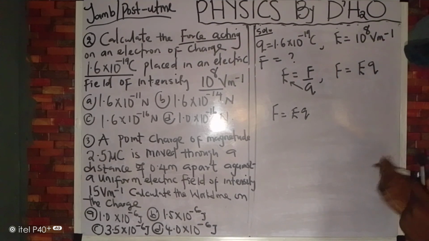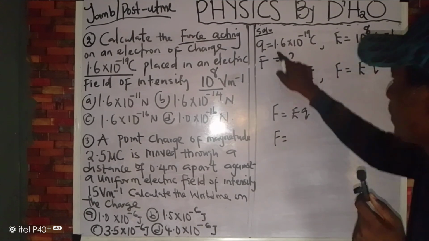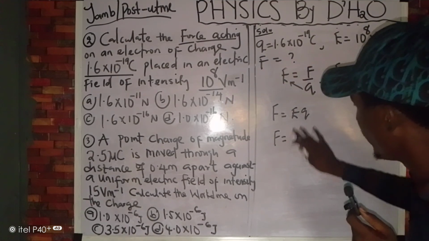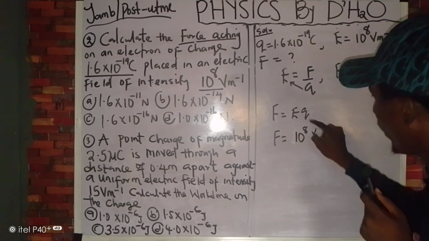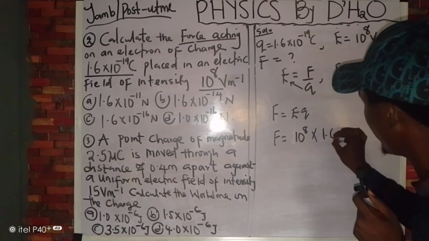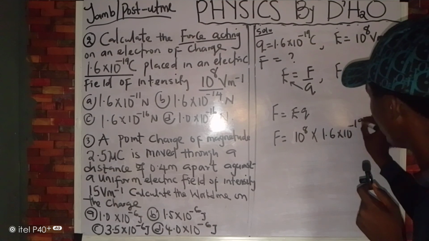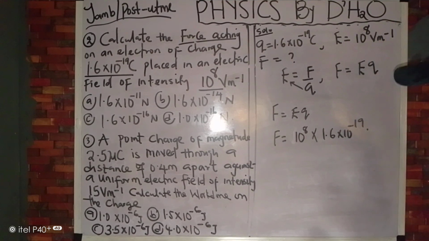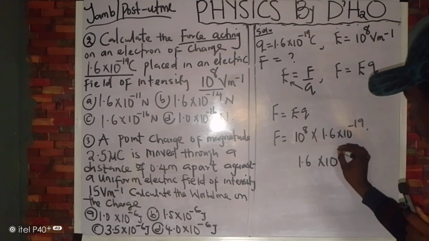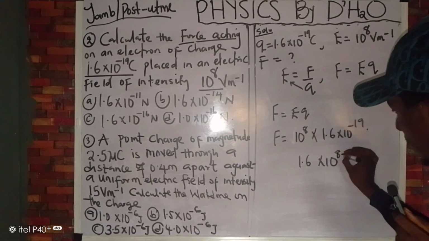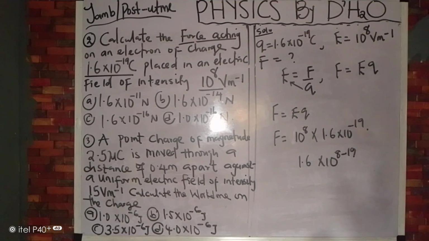So what do we simply do? Put your parameters. Electric intensity is what? 10 raised to the power of 8. What is your charge? Charge is 1.6 times 10 raised to the power of minus 19. Are you seeing it now? Good. So this 1.6 still remains times 10 raised to the power of 8 minus 19.